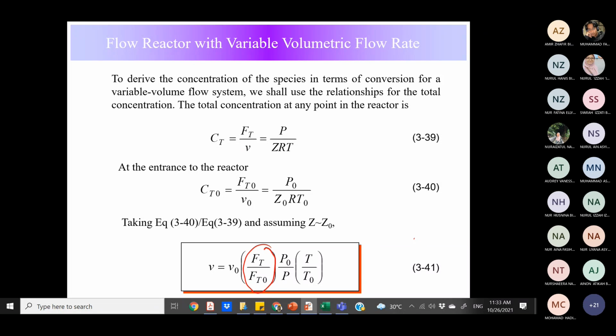Kita try sikit lagi beberapa few ni. Okay. Alright, sebab kita macam terlalu sangat pack jadual sebab kebetulan ada minggu depan ada cuti kan. Okay, so to derive the concentration of the species in terms of conversion for a variable volume flow system, we shall use the relationship for the total concentration. Okay, sekarang ni adalah variable volume flow system. Okay, tadi kita assume yang kita belajar tadi adalah constant volume flow system. Okay, sekarang dia dah berbeza.